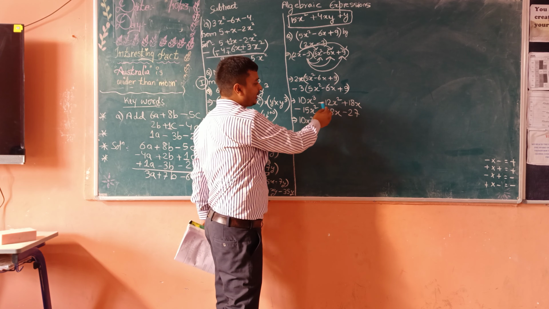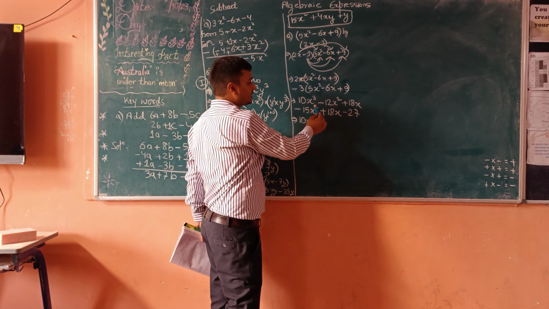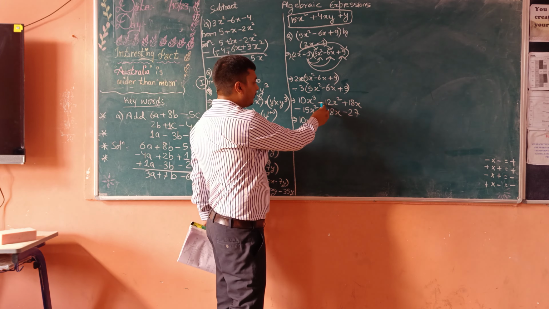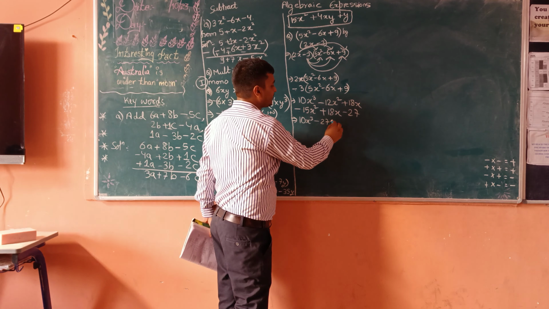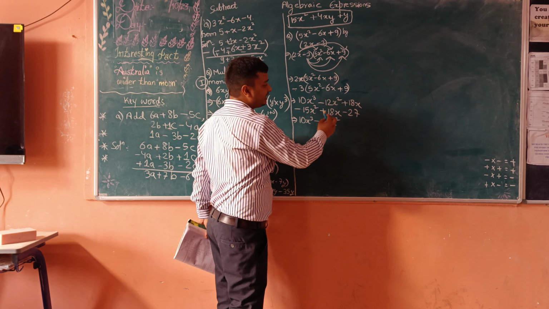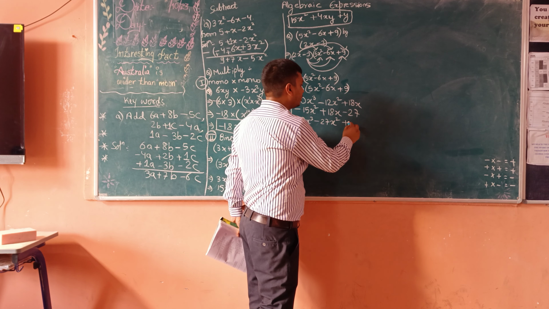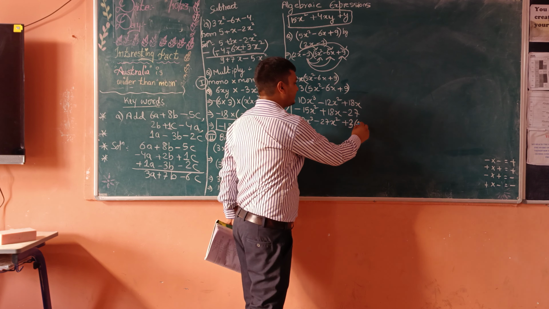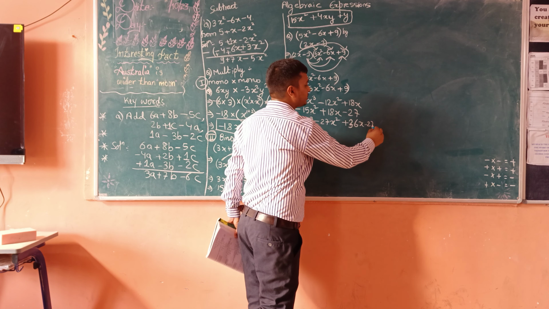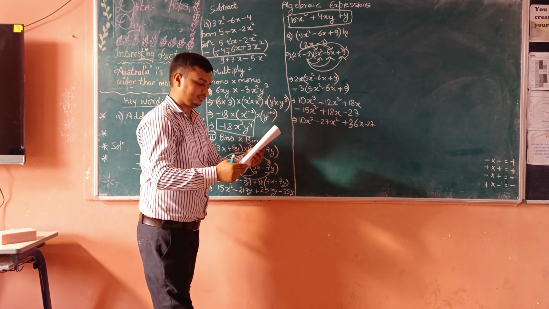Now see here, these two are like terms. Why? Because here also x square, here also x square. Now see here, minus and minus is plus, so 12 plus 15, I will get here minus 27x square. Now here 18x, I will get here 36x. Now here it is minus 27, so minus 27 I will write. So this is my answer.